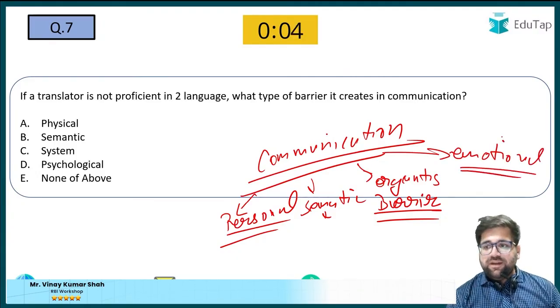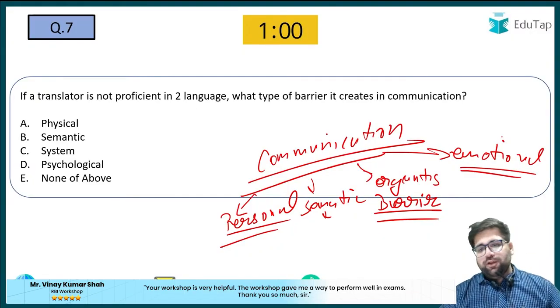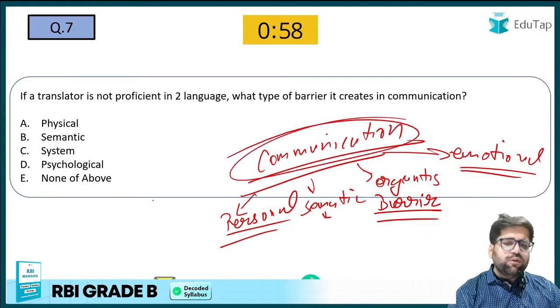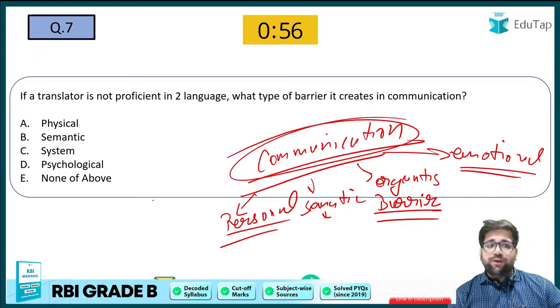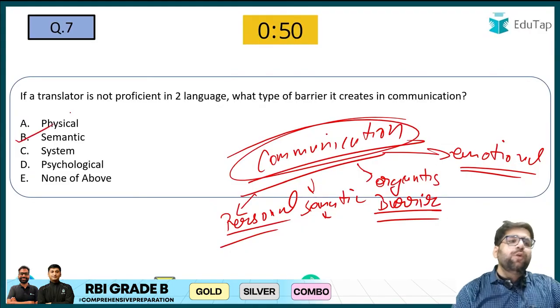There was a question in SEBI Grade A which was based on emotional barriers. Emotional barriers relate to the mental state of that particular person. So again, a very basic question on communication. And in 2022, if you are aware of that year's paper, communication was a very hot topic in this year as well. Yes, the correct answer will be option B.